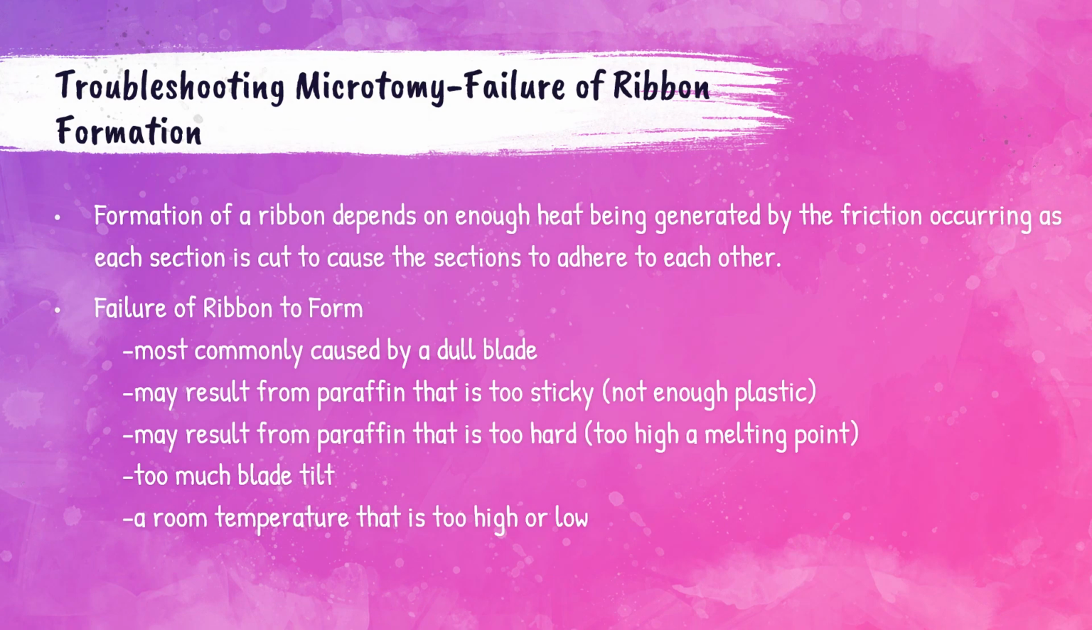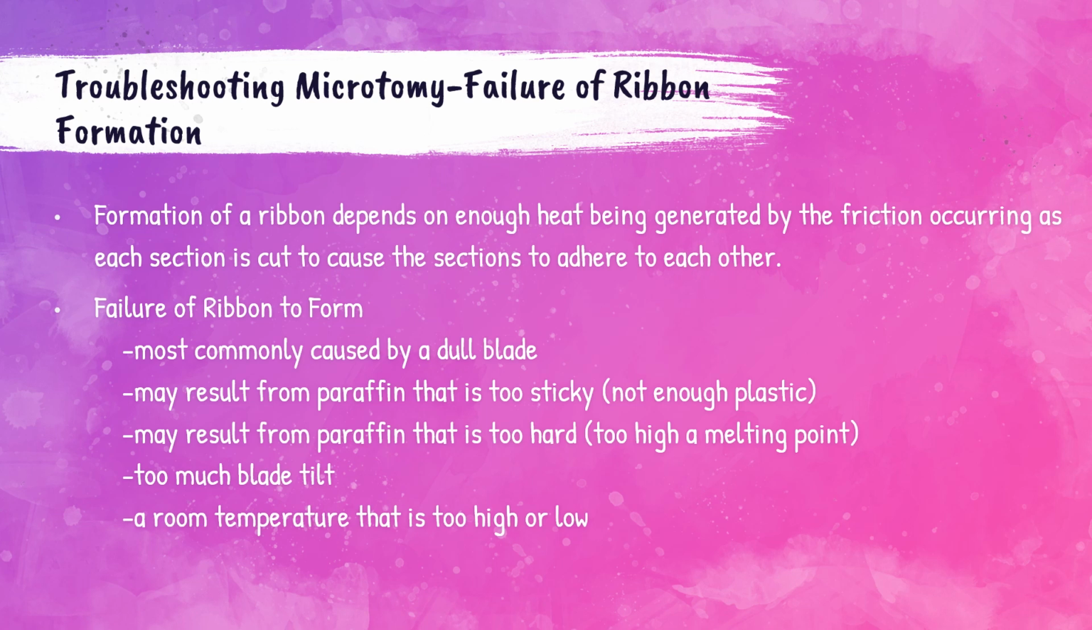I've used the word ribbon briefly in this lecture. The term ribbon refers to the sequence of connecting sections of cut tissue that are pulled from the microtome. The formation of a proper ribbon depends on whether enough heat is being generated by the friction of each section, which in turn causes the sections to adhere to each other.